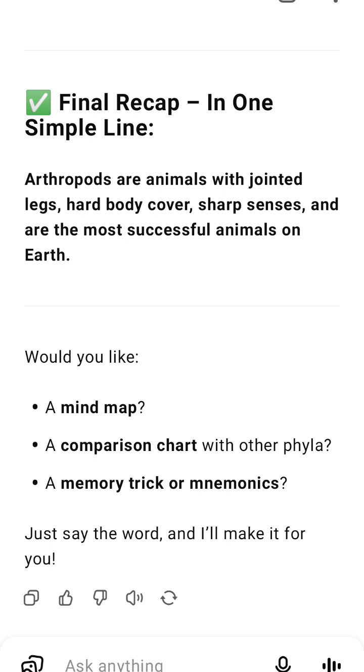Final recap. In one simple line, arthropods are animals with jointed legs, hard body cover, sharp senses, and are the most successful animals on Earth.